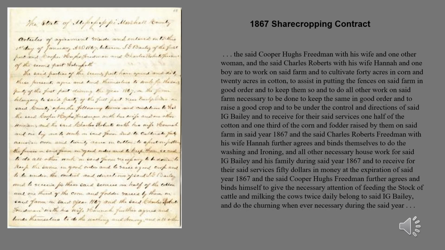In this slide, you see an excerpt from a sharecropping contract from 1867. So take a few minutes to read the excerpt on the side over here to get an idea of what was required of tenants and what they were supposed to do for their landlords as they worked the fields and tried to support their families at the exact same time.